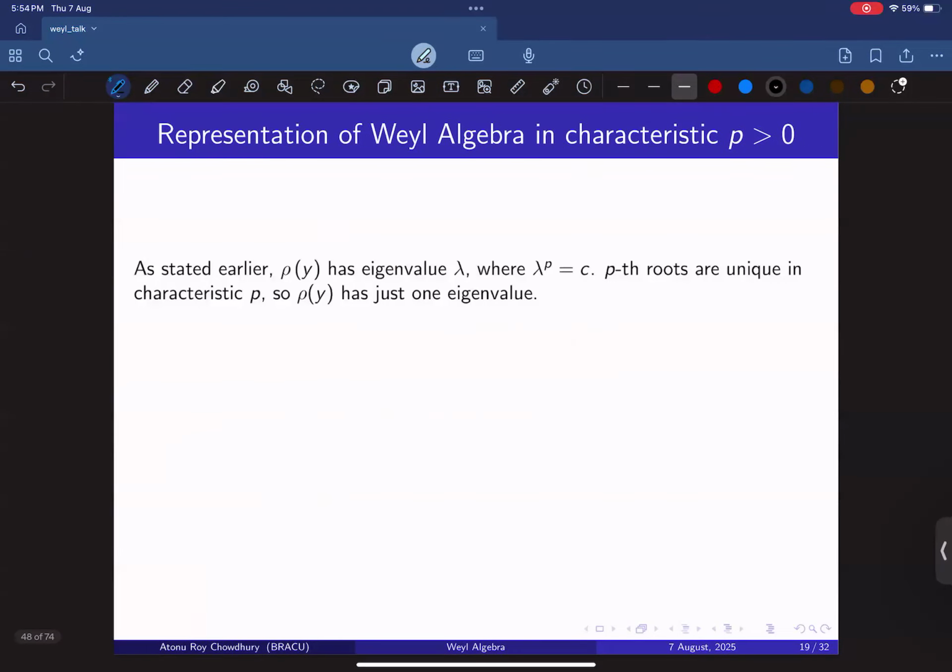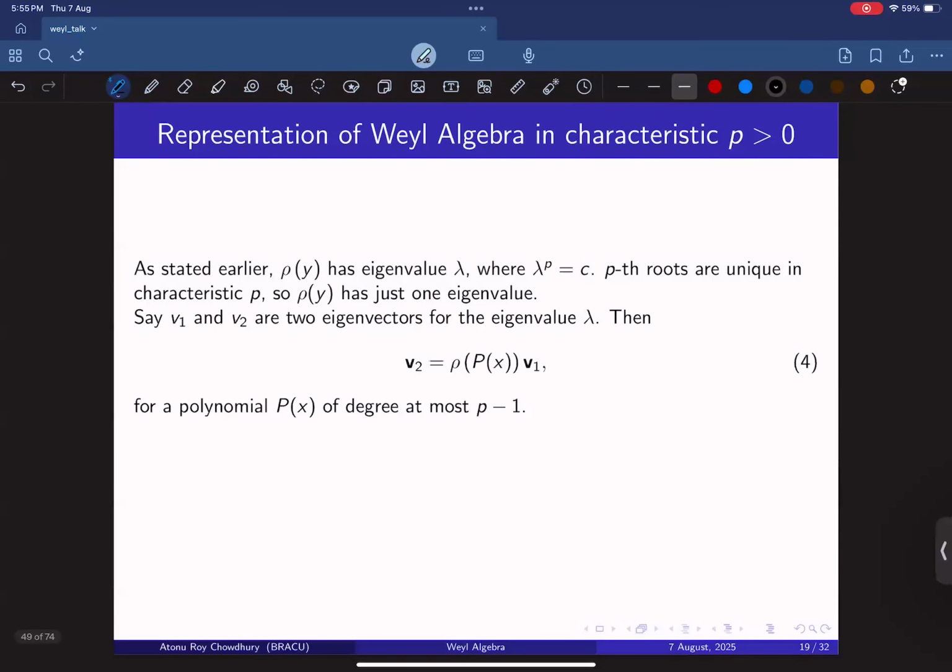Okay. Here I have written the thing I stated earlier, that rho of y has exactly one eigenvalue. Why? Because pth roots are unique in characteristic p. And we have shown that, right? Okay. So now we see that it has one eigenvalue. But does it have multiple linearly independent eigenvectors? So that in the eigenbasis, we can write it as some diagonal matrix or some Jordan form or whatever.